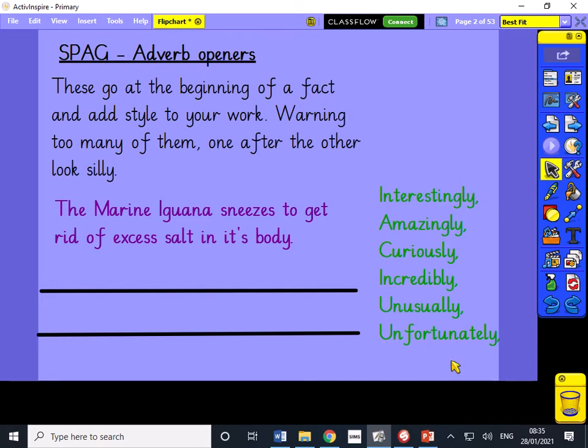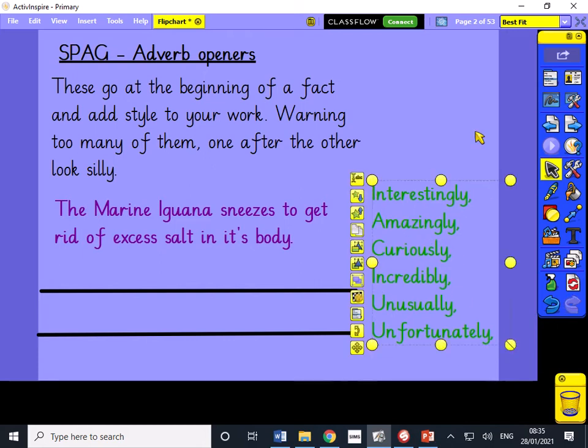So here are a couple of adverb openers that we'd use for a fact, a non-chronological report. Gosh, can't speak today. So we've got interestingly, amazingly, curiously, incredibly, unusually, and unfortunately. Of course, if you can think of any more, that's great, but make sure that they are only specific to non-fiction facts. So like this one. The marine iguana sneezes to get rid of excess salt in its body. Okay, so I could use a number of these with that.